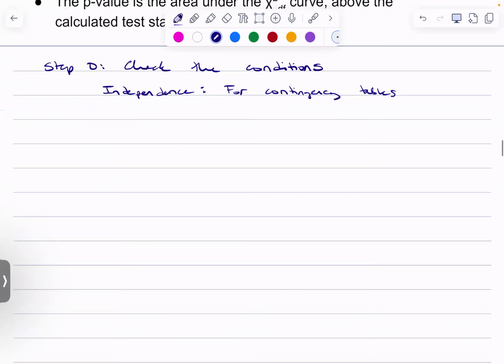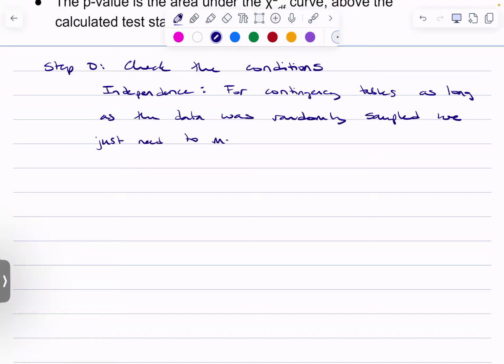So for contingency tables, as long as the data was randomly sampled, which we usually assume was randomly sampled, we just need to make sure outcomes of each variable are disjoint.